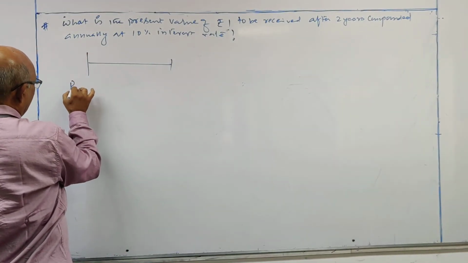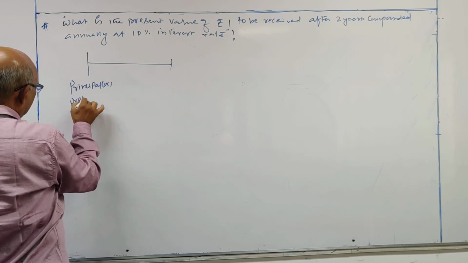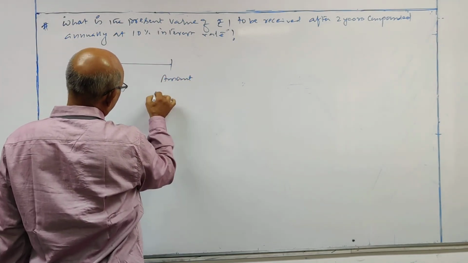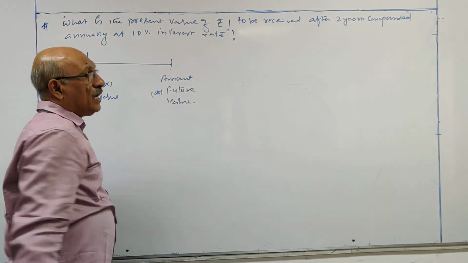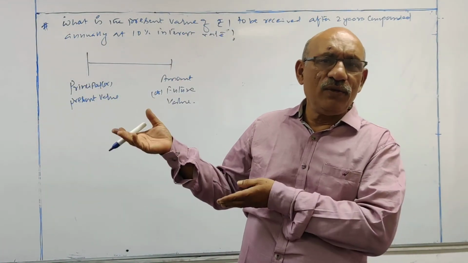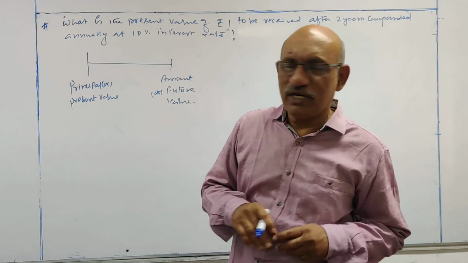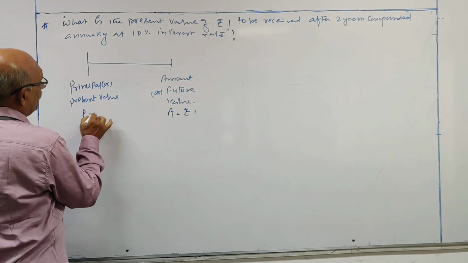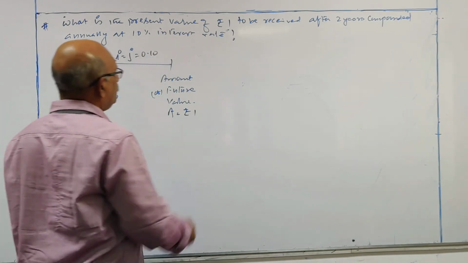This is principal, or you can say present value. This is amount or future value. Now, what is the terminology of the question? When I want 1 rupee after 2 years, how much should I deposit now? So, amount is given as rupees 1. Principal is question mark. I is equal to J is equal to 0.10.